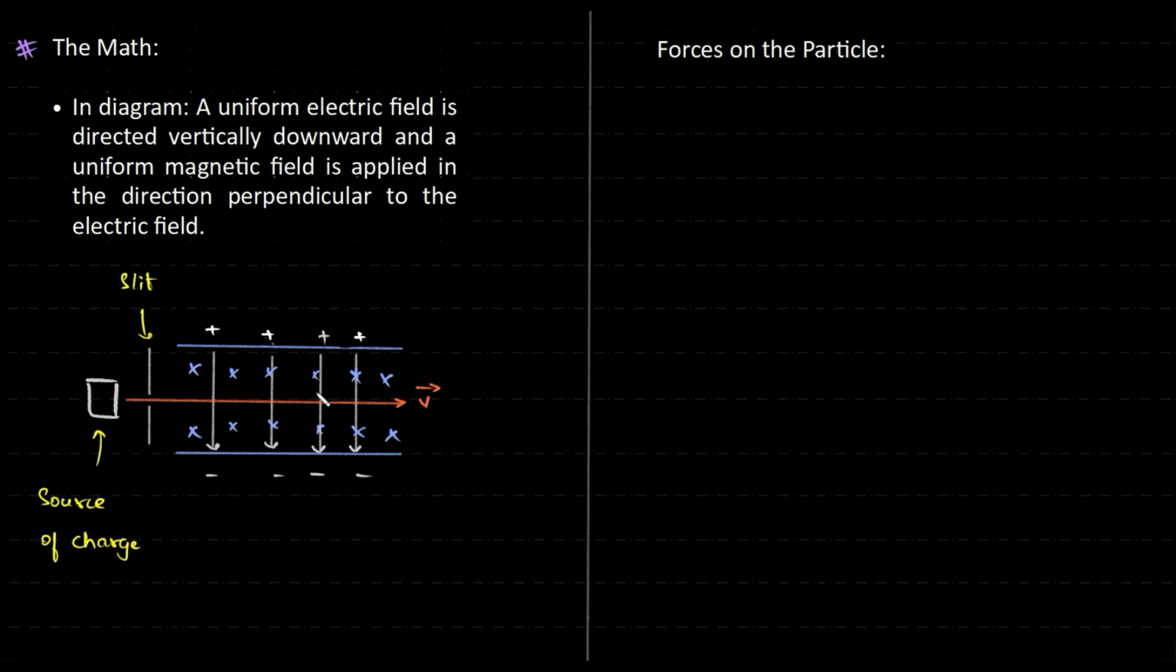Now, how does this work? Right? So we have a uniform electrical field directed vertically downwards, and a uniform magnetic field is applied in the direction perpendicular to the electrical field. In this case, it is into the paper. So let's look at the force on the particle. So what all the forces that the particle is experiencing. So it's going to experience two forces. The first is your magnetic force.